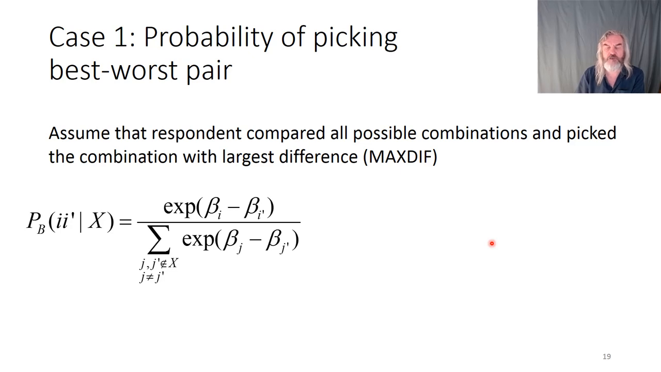There is a particular form of modeling which is known as max diff, and this assumes that what the respondent does when they look at their set is look at all possible combinations, item 1 and 2, item 1 and 3, and so on all the way through, and then pick the combination which has the biggest difference between the best and the worst. If they do that, then that rationalizes why they picked one as best and one as worst, because that's the combination which gives the largest difference. So this is something which is known as max diff.